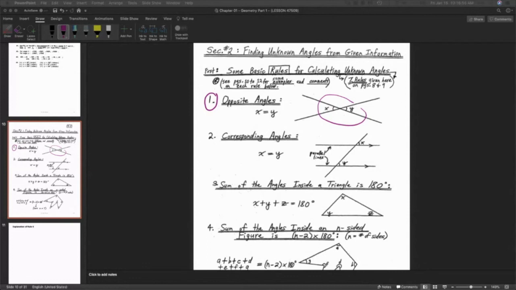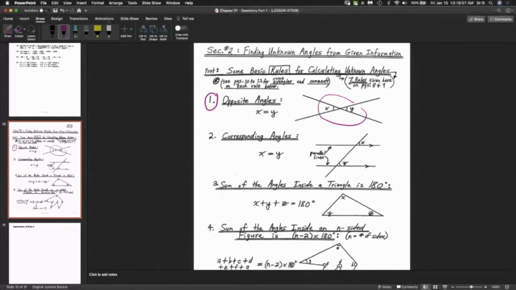There are 7 rules I want to cover with you, and we're going to use them to answer various questions involving angles. The first rule, many of you are familiar with, is the opposite angle one. And we just mentioned corresponding angles, where you have the 2 parallel lines. You can also use the opposite angles to say that these are the same as well. There are other properties that you can use, but we'll get to those soon.